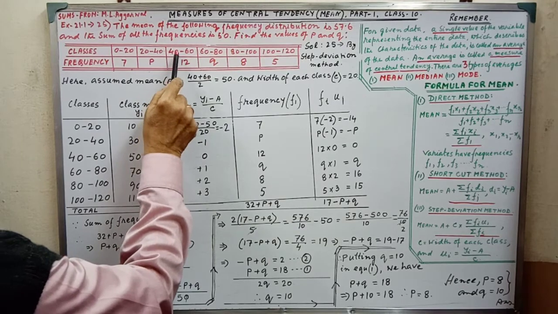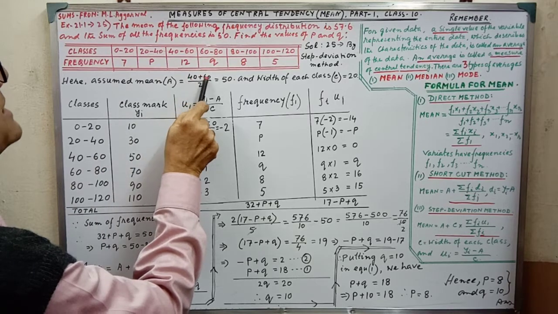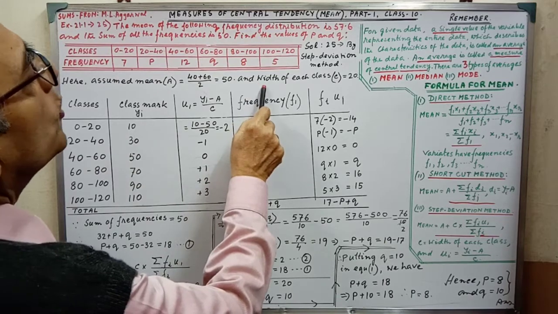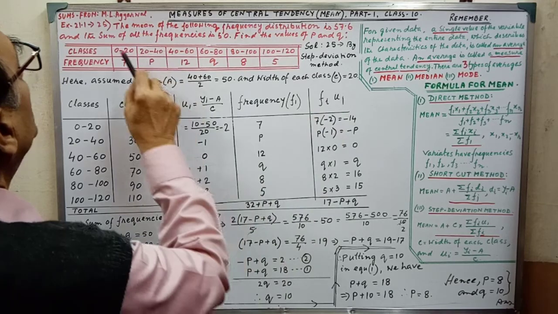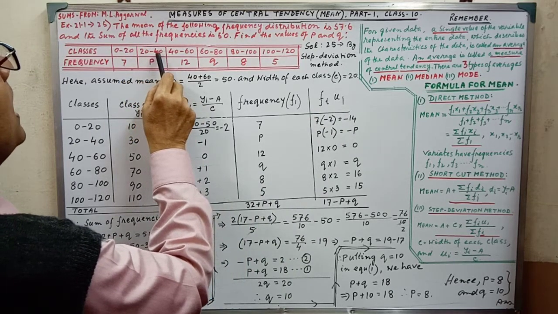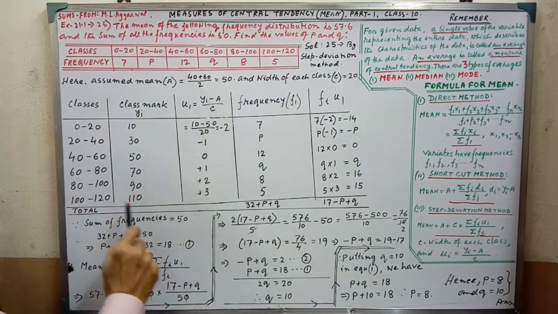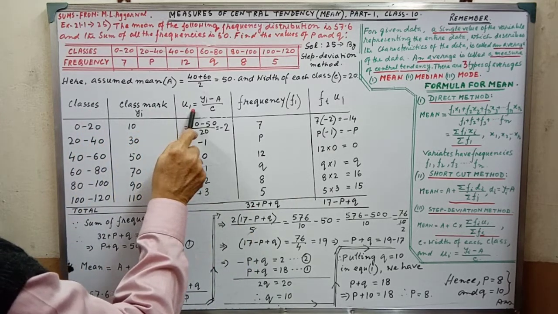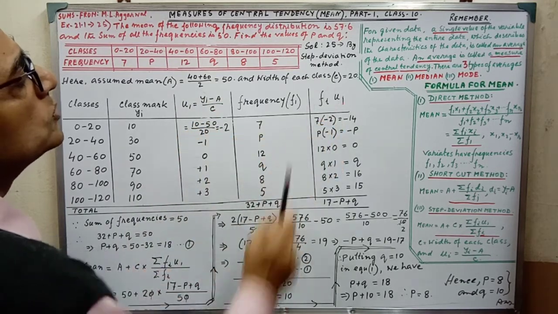Here I have taken this class as assume mean, that is 40 plus 60 divided by 2 equal to 50. This is assume mean. And width of each class, that is C, equal to 20. 0 to 20, that is the difference between the upper and lower, that is 20. Now this table we have to make, that is classes, class mark, ui equal to yi minus a by c, frequency, and fi into ui.